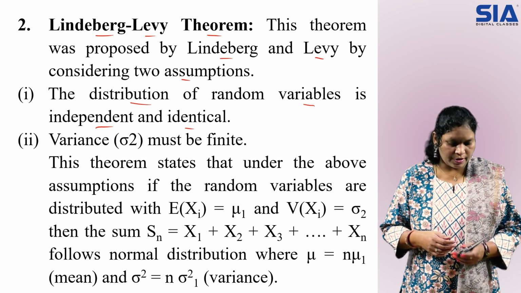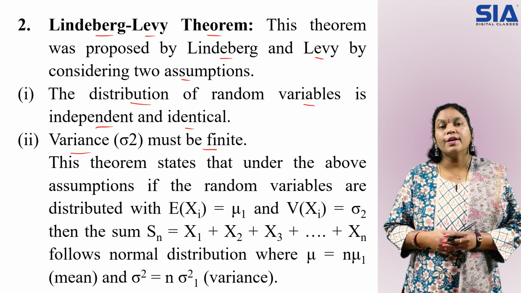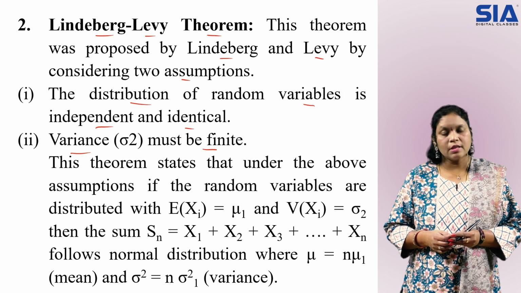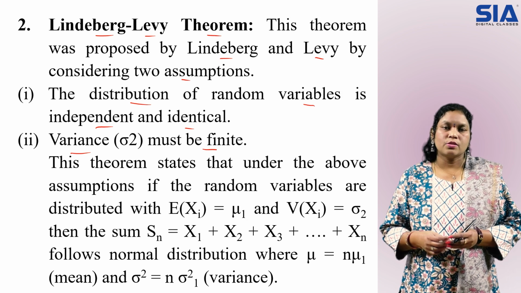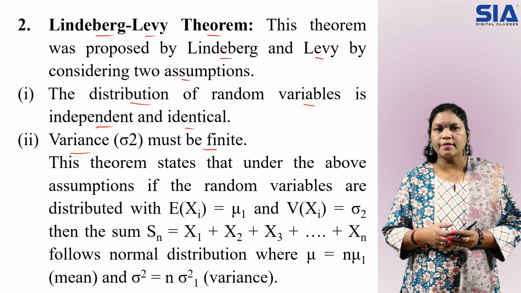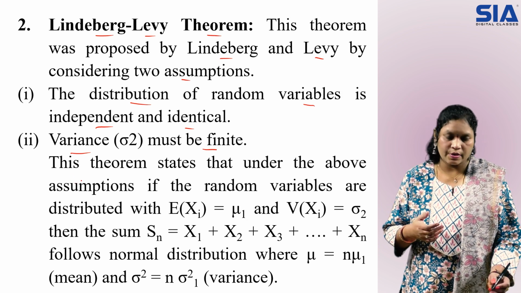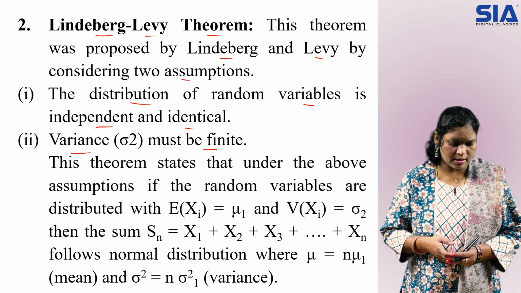Now let us check out the second condition. Variance sigma square must be finite. Whatever variance you are considering, that must be finite, so it can be calculated. So you have to consider finite data for variance. Now next, these two conditions we have to utilize to get this case.